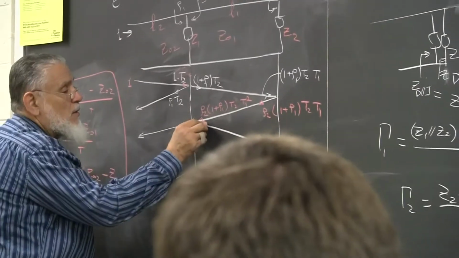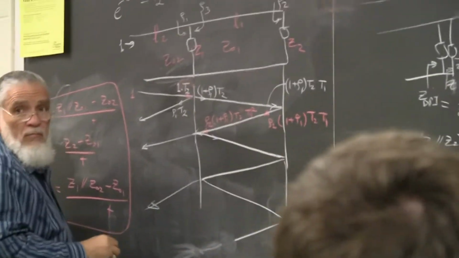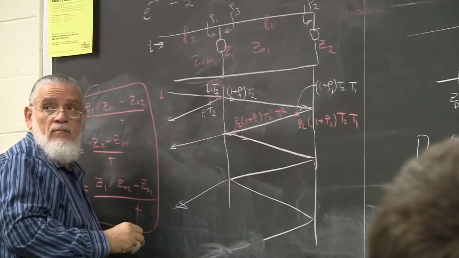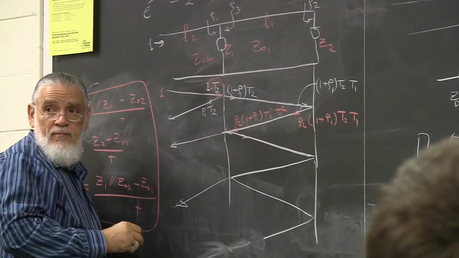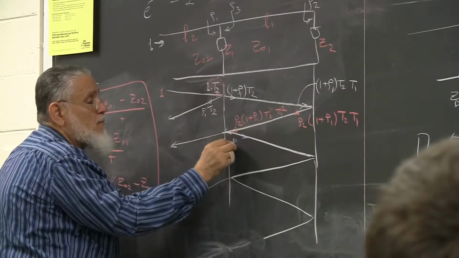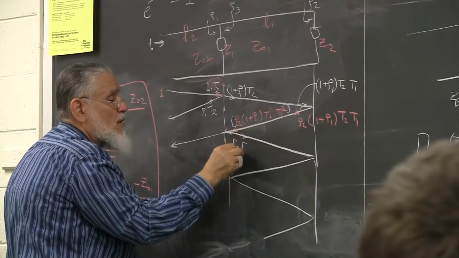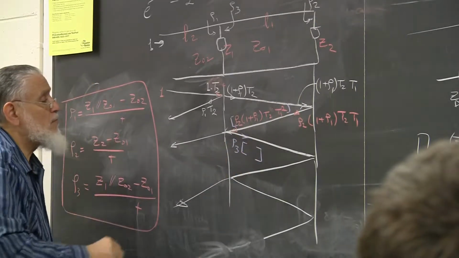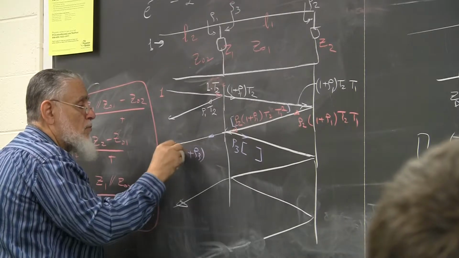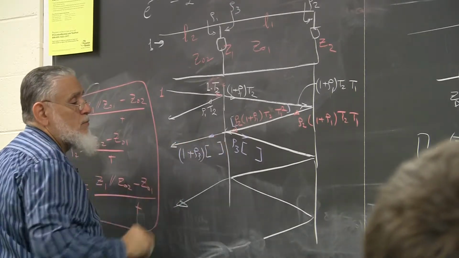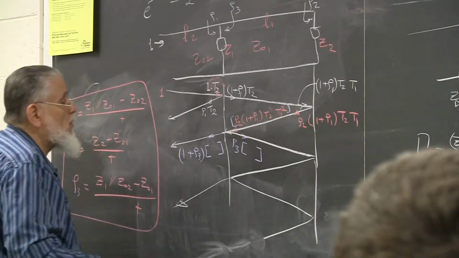When you get down here, rho 3 times the same expression. I'm going to put that in square brackets and just write it like that. How much do I get here? 1 plus rho 3 times the square bracket. And so on and so forth.